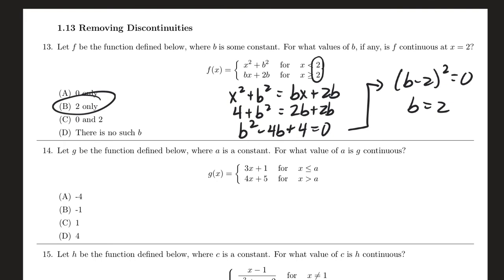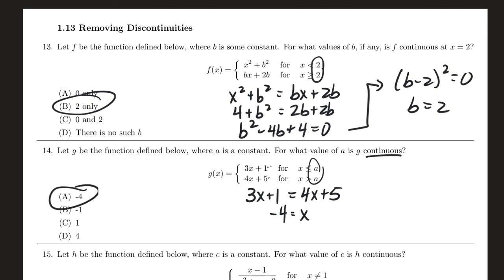All right, this one's the same idea. 3x plus 1 has to equal 4x plus 5. And where should that switch happen? Well, the switch happens when they're going to be equal to each other. So they're really this equation. We're just going to subtract and subtract. It's going to happen when x is -4. When I plug -4 into both of these, they're going to meet up, which would make the function continuous.